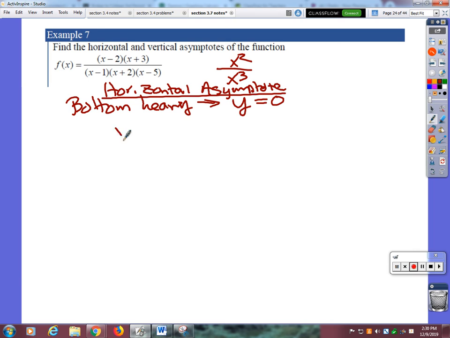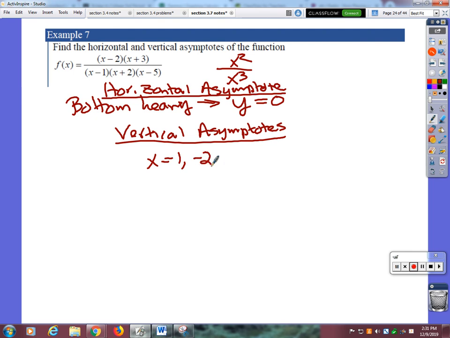They also asked us to figure out the vertical asymptotes. Where will my vertical asymptotes be? 1, -2, and 5. Do any of those cancel? No, this one's close, x plus 2, x minus 2, but they're not the same, so they don't cancel.